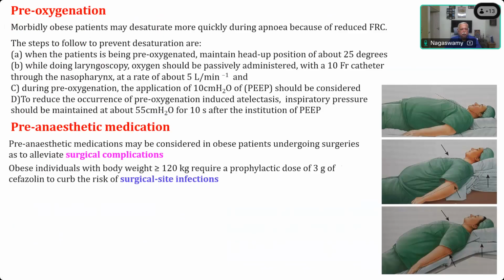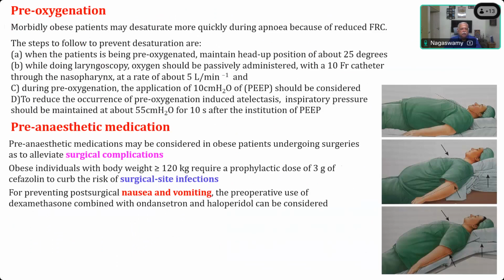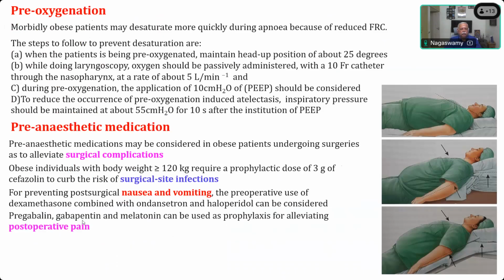Then with regard to pre-anesthetic medication, there are some surgical complications that are common in obese patients. First and foremost is infection. Surgical site infection is very common. So you must always give a prophylactic dose of 3 grams of cefazolin before you start the procedure, at least half an hour before, so that you get what is called the antibiotic umbrella, which will prevent the surgical site infection. Second, they may have frequent nausea and vomiting, so we can give them dexamethasone, ondansetron, and haloperidol, which are recommended for this prevention. And pregabalin, gabapentin, and melatonin are used for post-operative pain so that they can breathe comfortably.